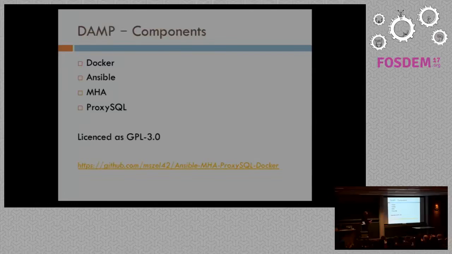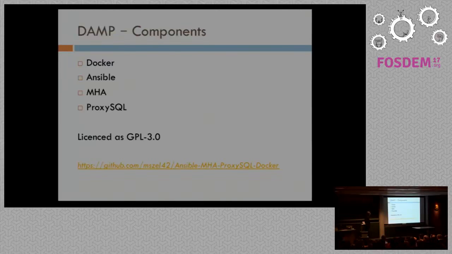It's built on Docker, Ansible, MHA, and ProxySQL, and is licensed under GPL 3. The important part is that the Ansible playbook is an excerpt from a production setup where we use it with MHA. So this is enterprise-grade code you have here. You can take it and implement it on your own environment, and you can forget about the Docker, of course.